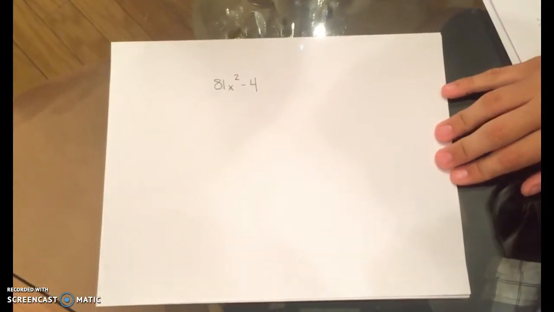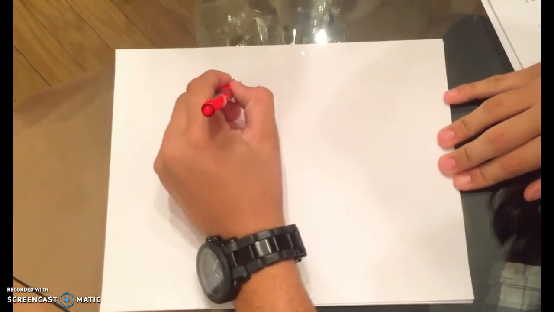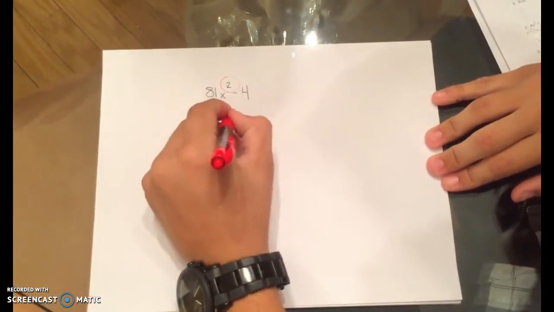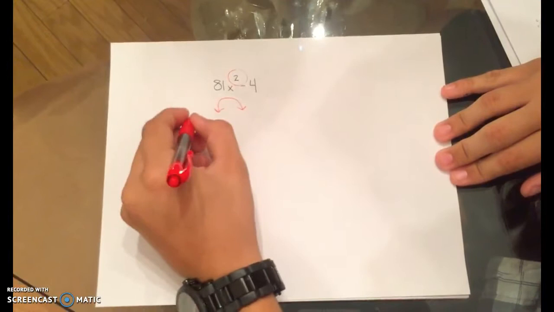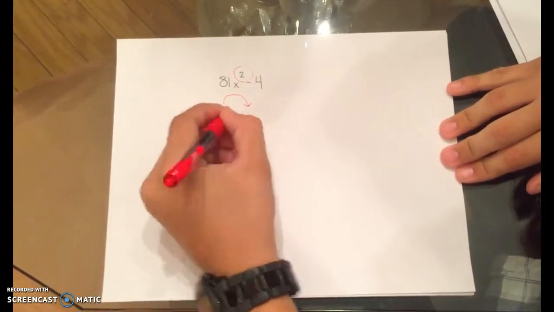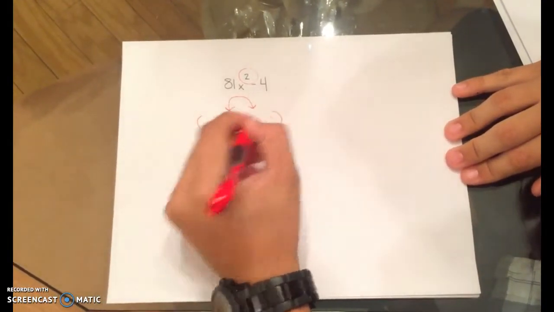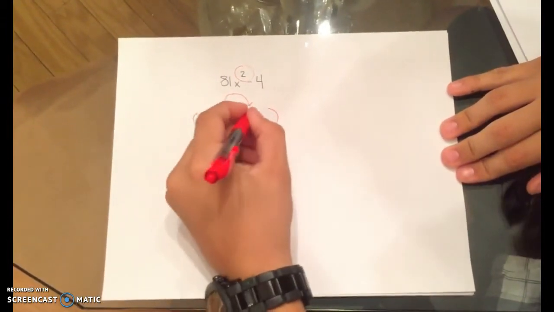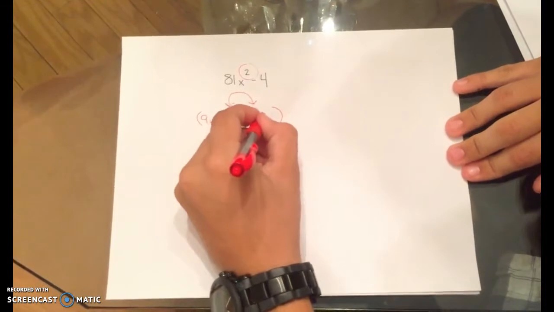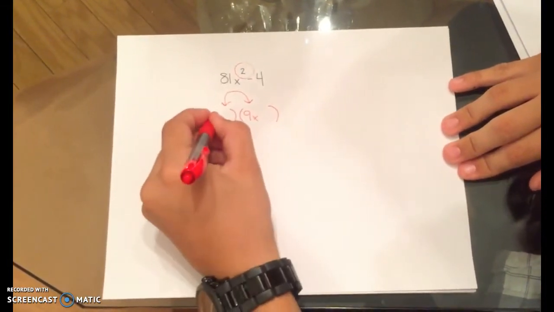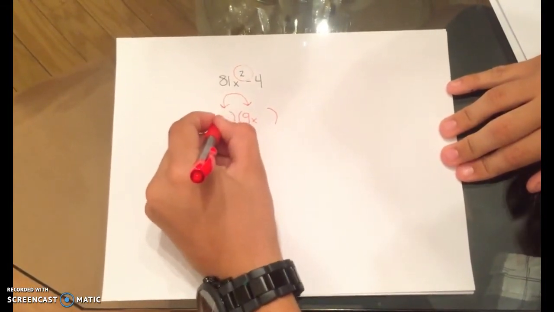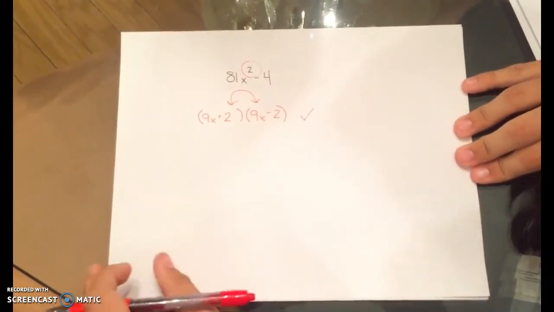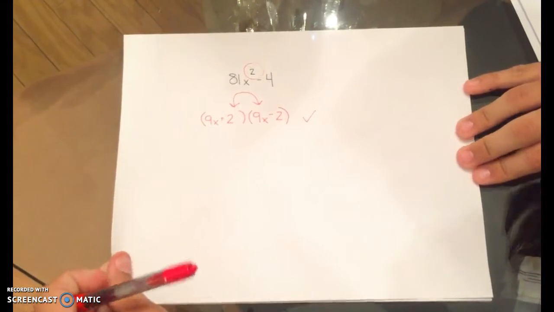Number 2 is a little easier, but being that it has the 2 as the exponent, you're going to want to set it up as having both of those parentheses next to each other, like so. Factoring it out, you're going to be left with the 9x in each. You're going to want a plus and a minus in each, leaving you with 9x plus 2, 9x minus 2.